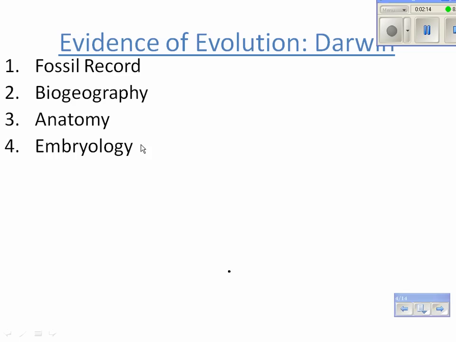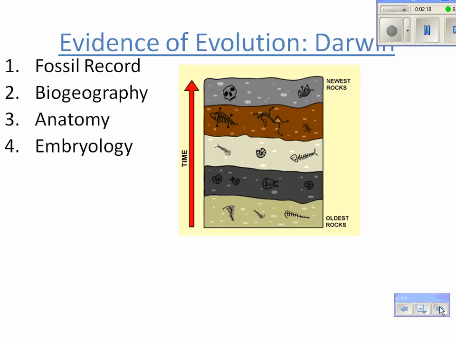So the first 4 types of evidence were found and written by Darwin. The first is the fossil record. So if you look at the fossil record, you will see that the organisms that are alive today are nothing like the organisms that you find fossils of in the lowest layers.